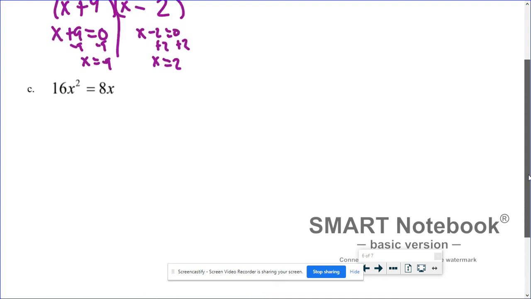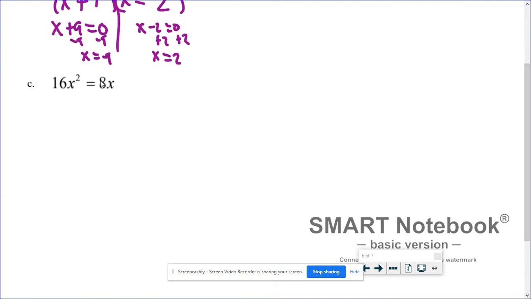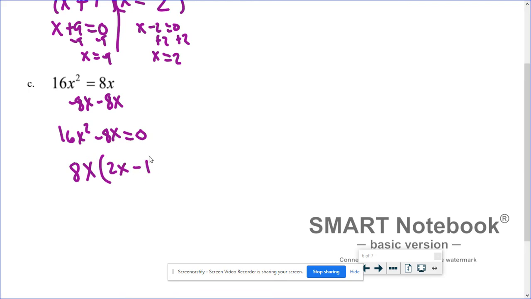Let's take a look at part C. Again, not equal to 0, so I'm going to subtract 8x from both sides. So you have 16x squared minus 8x. Is there a GCF? Yes, there is. Between 16 and 8, you can divide an 8 away. Between x squared and x, you can divide an x away. 16x squared divided by 8x is 2x. 8x divided by 8x is 1.